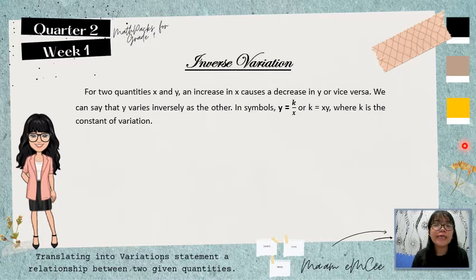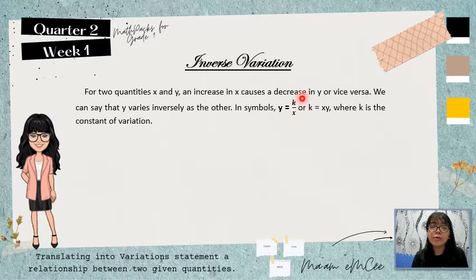So for two quantities x and y, an increase in x causes a decrease in y, or vice versa. We can say that y varies inversely as the other. In simple terms, y is equal to k over x. So unlike before, we don't have the fraction. Here we have the fraction because we are dealing with inverse variation. So the first variable will be on the left side of the equation, and on the right side we will have a fraction. In the numerator, we have the k, or the constant of variation, and in the denominator, we have your second variable.